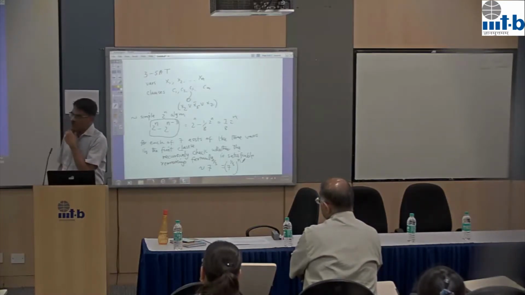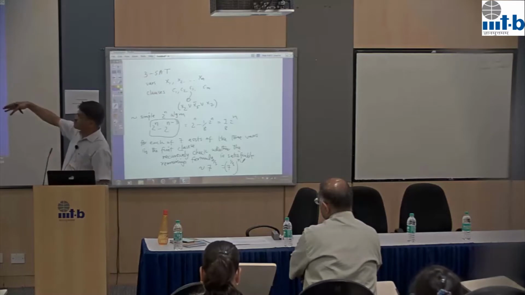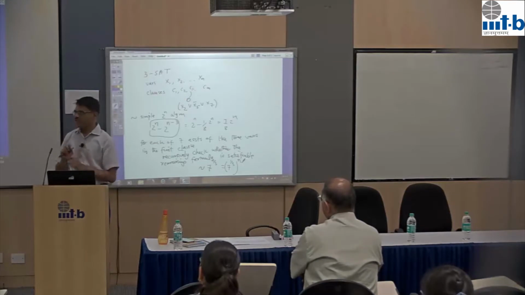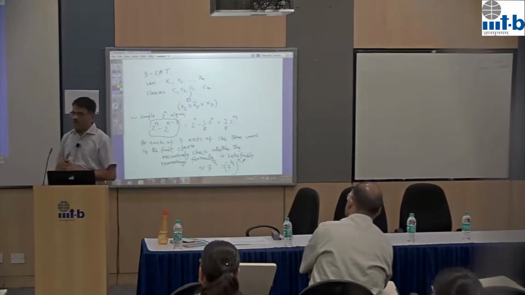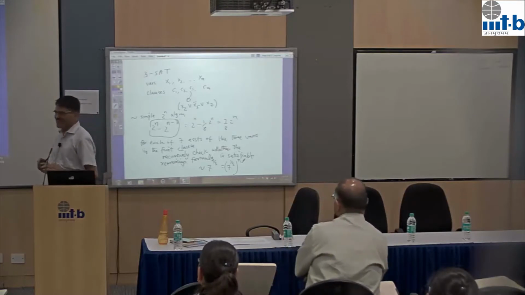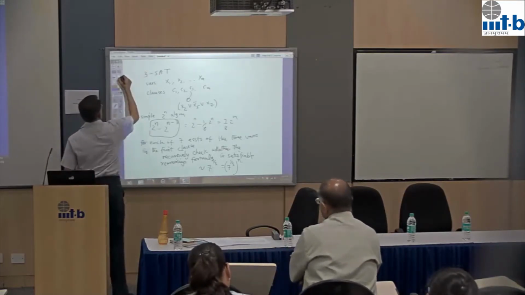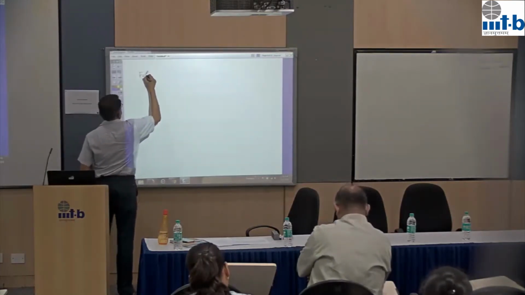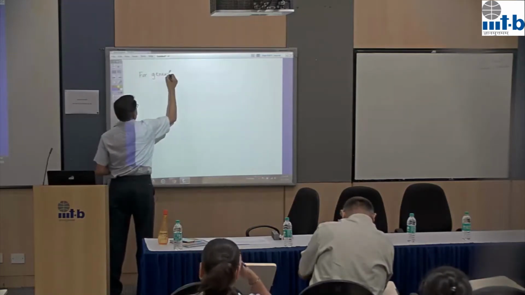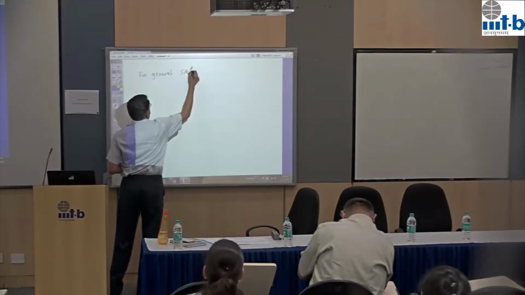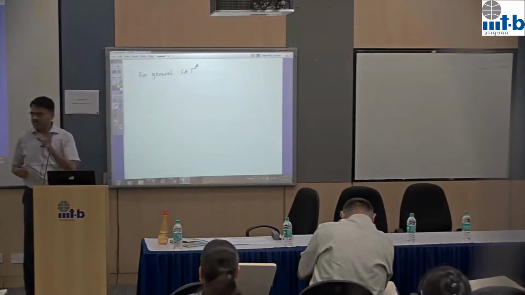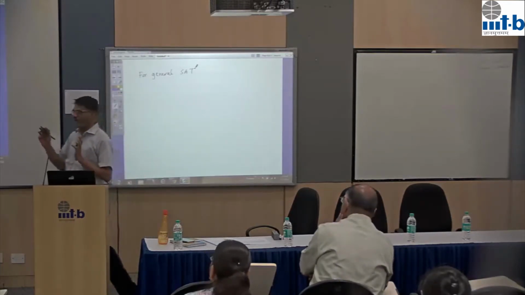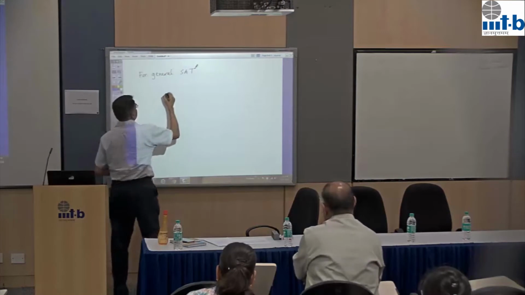Now, if I want to do something like this for general SAT, where there is no bound on the number of variables in each clause, we don't know how to do it. We don't even know whether there is a 1.999 power n algorithm. In fact, it is believed that that's not possible.